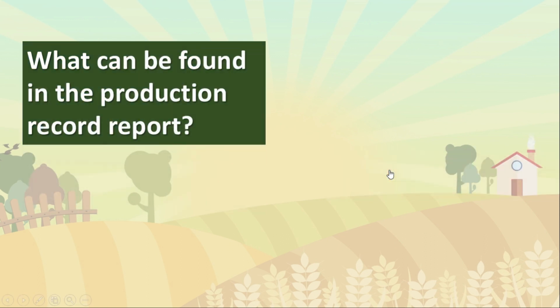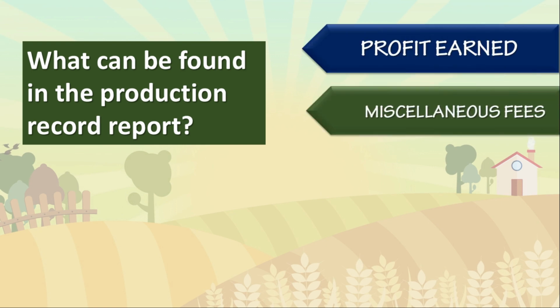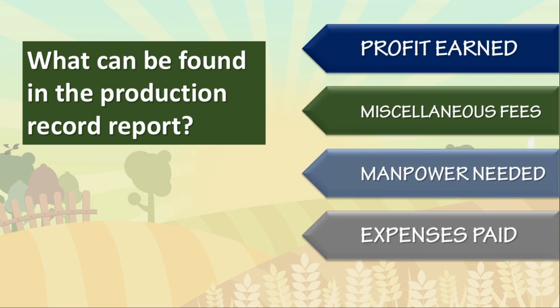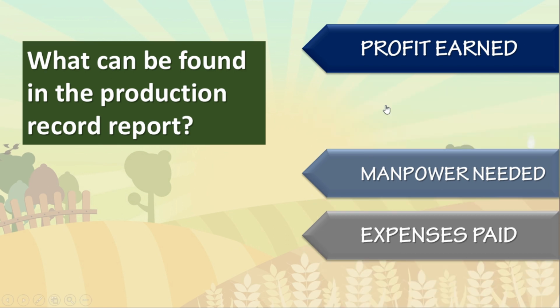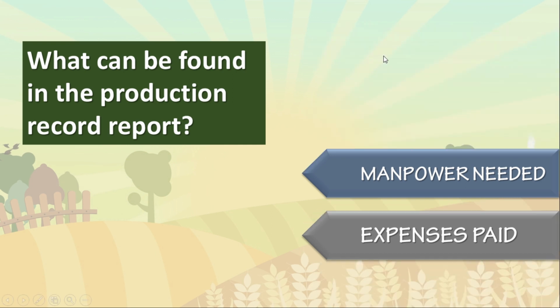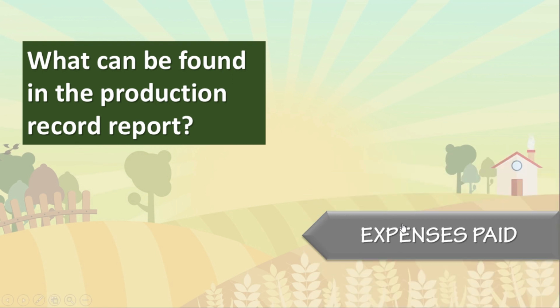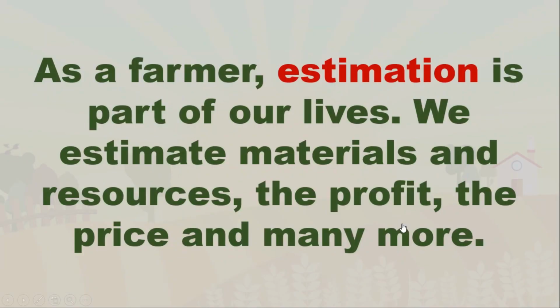Last one. What can be found in the production record report? Is it miscellaneous fees? Oh, it's not. How about the profit earned? It's not. How about the expenses paid? Very good. It is the expenses paid. If you got 3/3, then congratulations. So let's now continue our discussion.